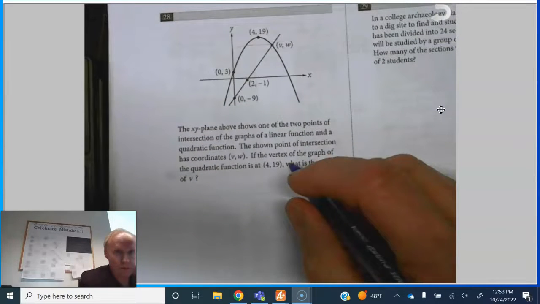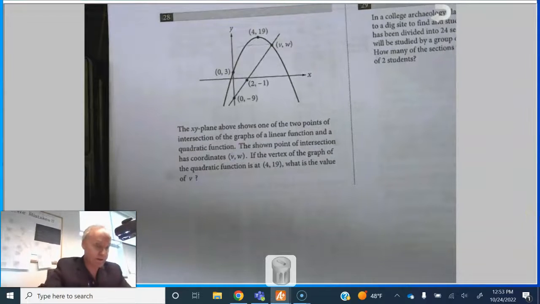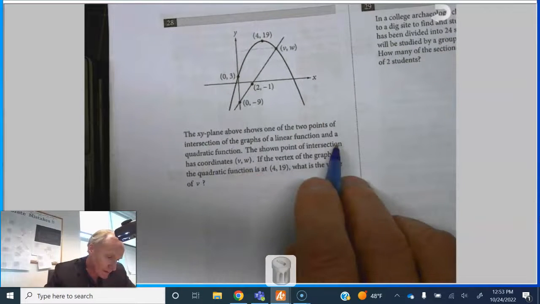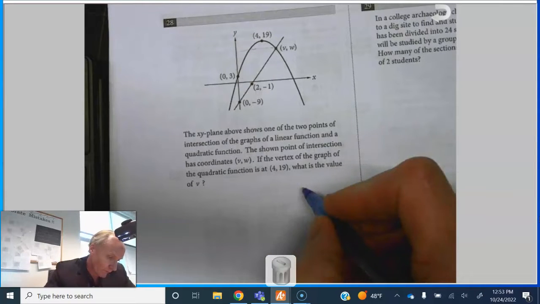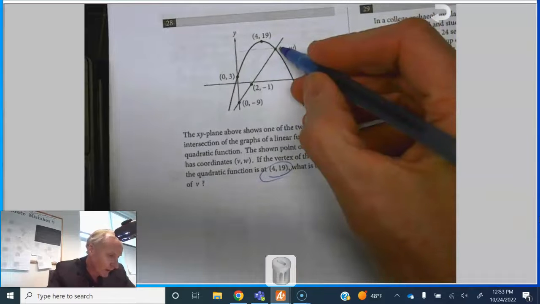Okay, let me turn it this way so you can see me too while I'm working and looking crazy. Okay. The intersection of the graph of a linear function and a quadratic function, with the vertex of the graph at (4, 19). What is the value of V?